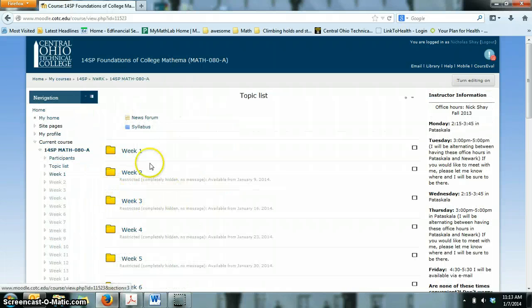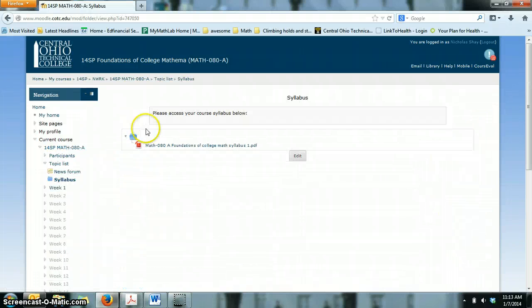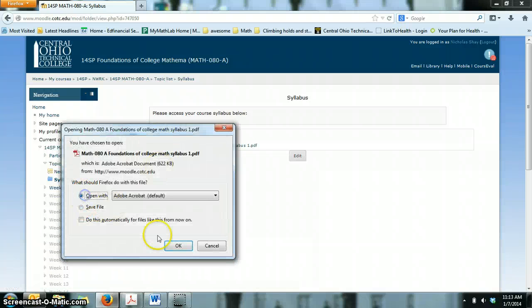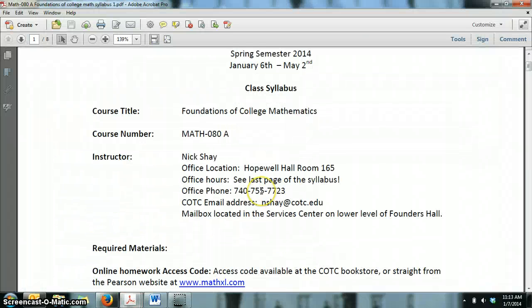After we go there, none of this stuff is going to be visible. You're probably not going to be able to see these weeks in here. This is on my side. What you will be able to see, though, is I want you to go to Syllabus. After you click on Syllabus, you're going to see that there is a syllabus there. We go to open that, and here is the syllabus.